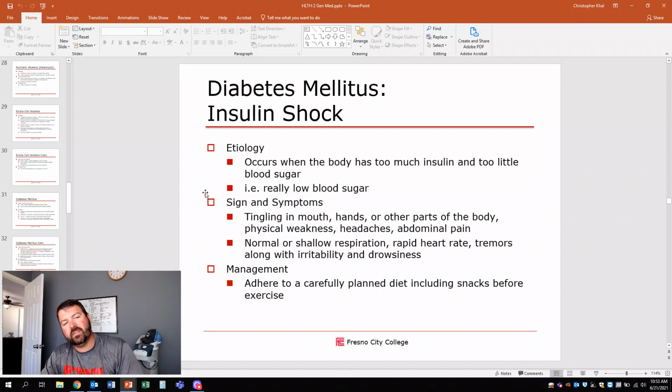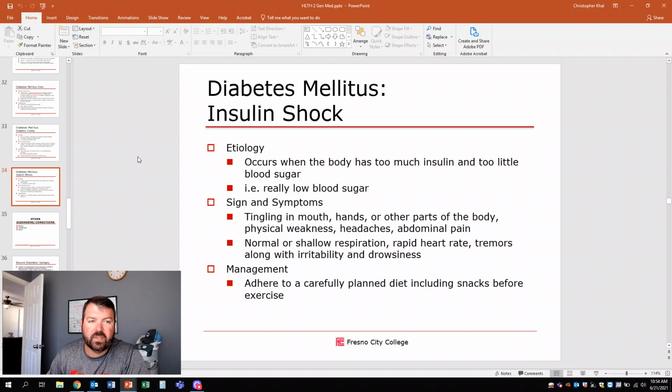These are the extremes. Insulin shock occurs when the body has too much insulin and too little blood sugar, so this is when your blood sugar is really low. Signs and symptoms: tingling in the mouth, hands, and other parts of the body, weakness, headaches, abdominal pain. Respirations are normal to shallow, rapid heart rate, tremors, irritability, drowsiness. Management: adhere to a carefully planned diet, with a lot of snacks, especially before activity.